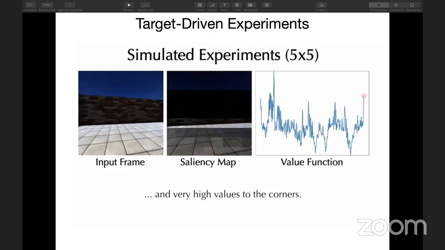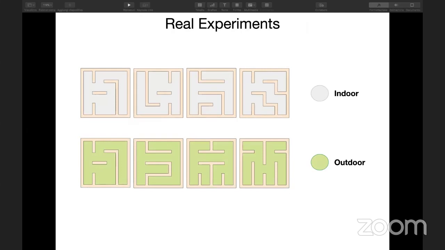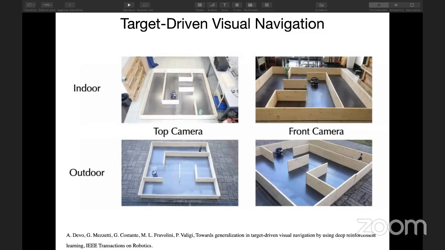So as we can see, the agent has developed some basic understanding of the task and of unknown environments. And finally, the agent reaches the target. We also conducted several experiments in the real world, both indoor and outdoor, in simple mazes. We can see our algorithm directly deployed on a physical robot. In this case, the robot has to first explore the maze, which is of course unknown to the agent, and finally has to reach the specified target, which in this case is the bottle.